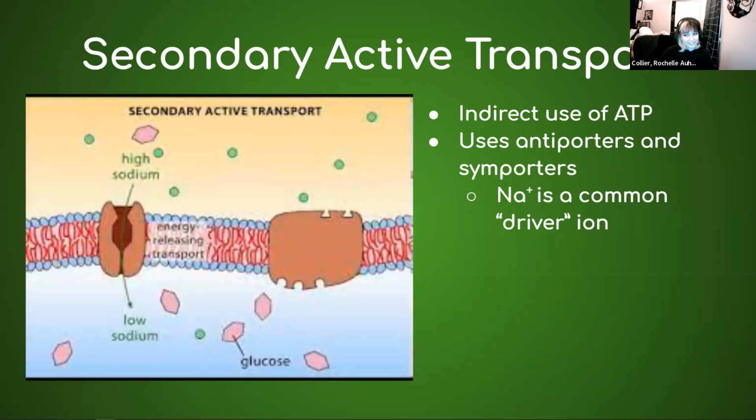So a symporter is exactly opposite that of an antiporter. It transports substances in the same direction as the driver ion, like sodium. Primary active transport can be an antiporter too, but they are labeled primary when they cleave ATP, whereas secondary uses it indirectly through driver ions.